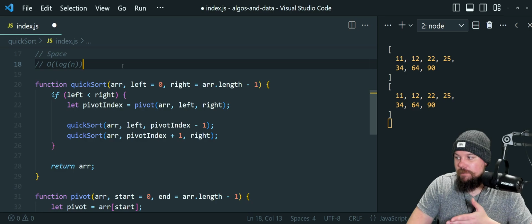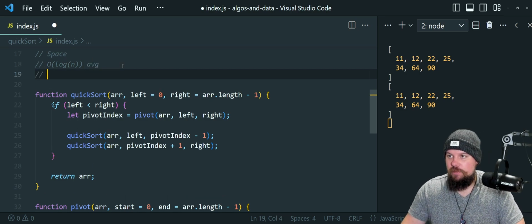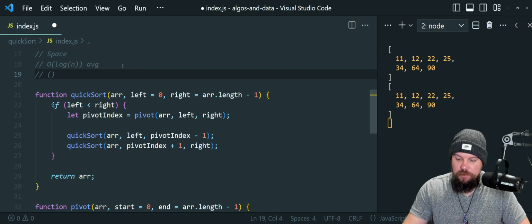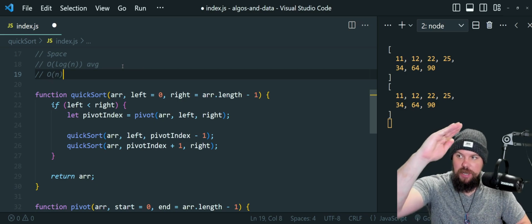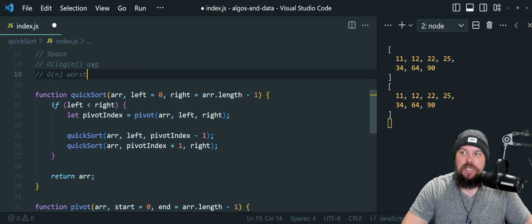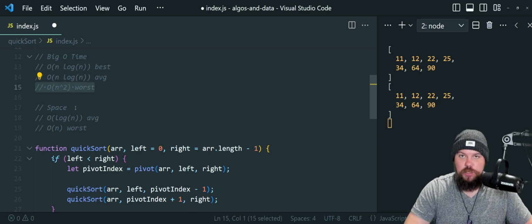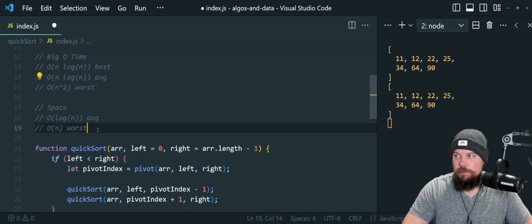But again, if you get really bad pivots, like the smallest or largest elements, it could go as bad as big O of just n, which is that linear line. But again, that's exceedingly rare for that to happen. Kind of like I said, this is just really, really bad luck on a bad chosen pivot or something like that.